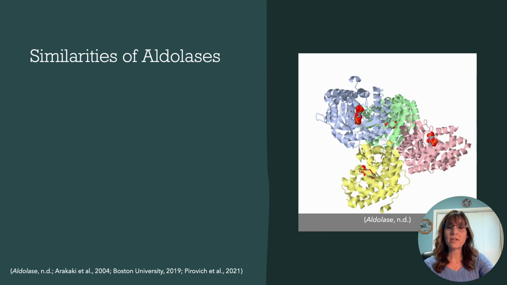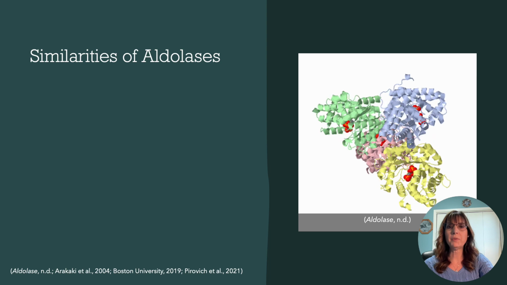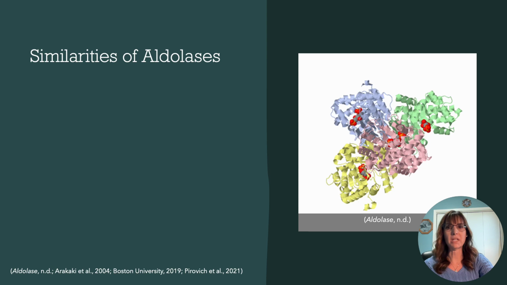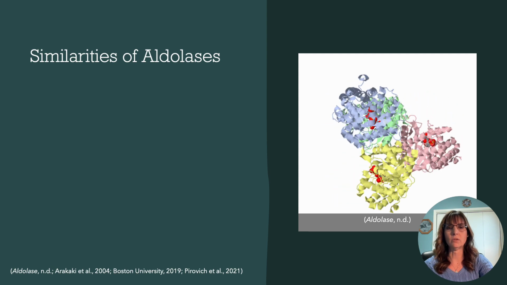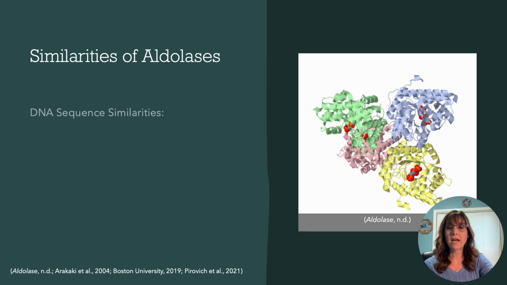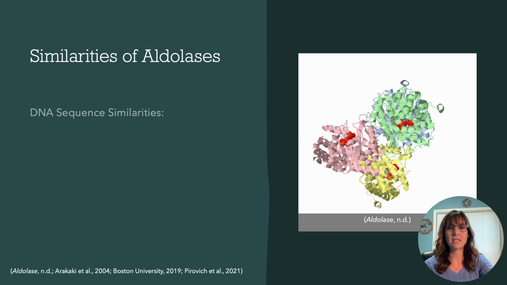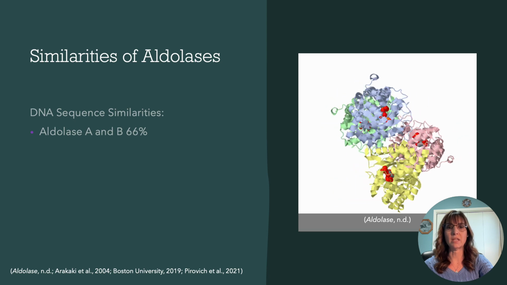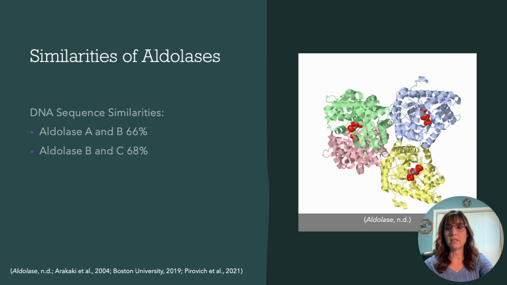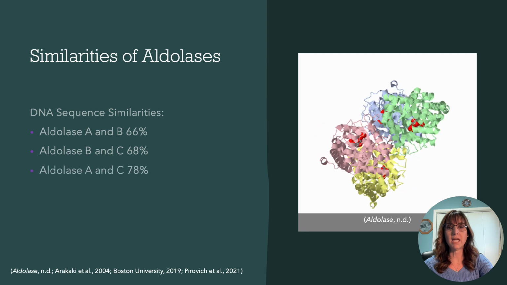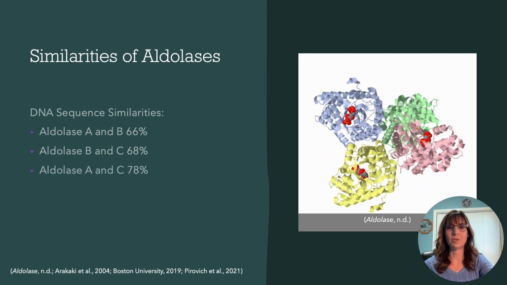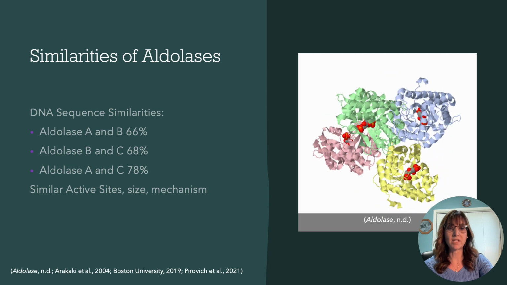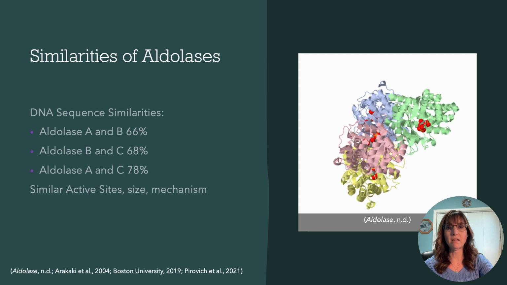So we saw there are 3 isoforms of aldolase. I thought it'd be nice to take a look at how they are similar, because aldolases play a significant role in both glycolysis and gluconeogenesis. Well, it turns out all 3 have similar DNA sequences. As you can see, aldolase A and B are 66% similar, while B and C are 68% similar, and A and C are 78% similar. All three isoforms are also similar in their active site, size, and mechanism.